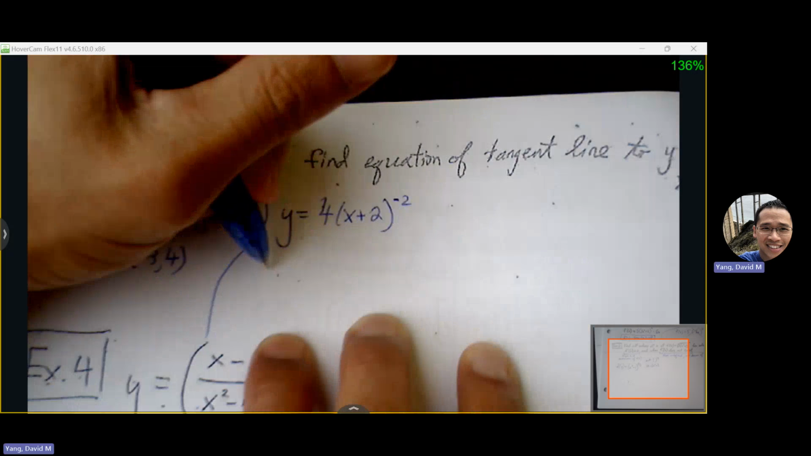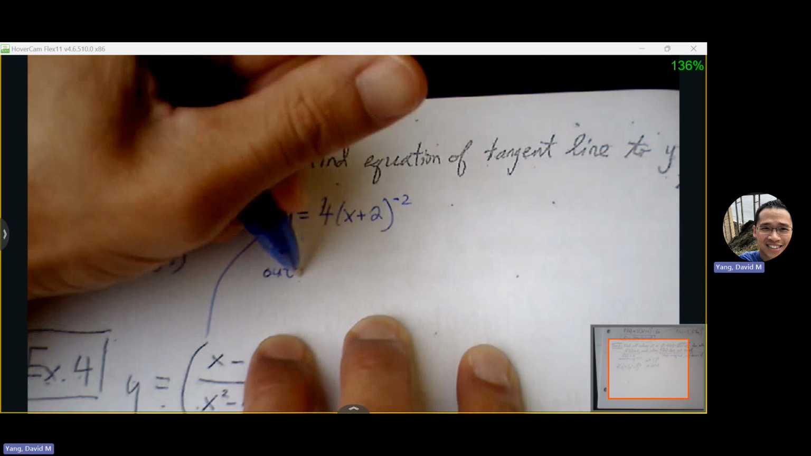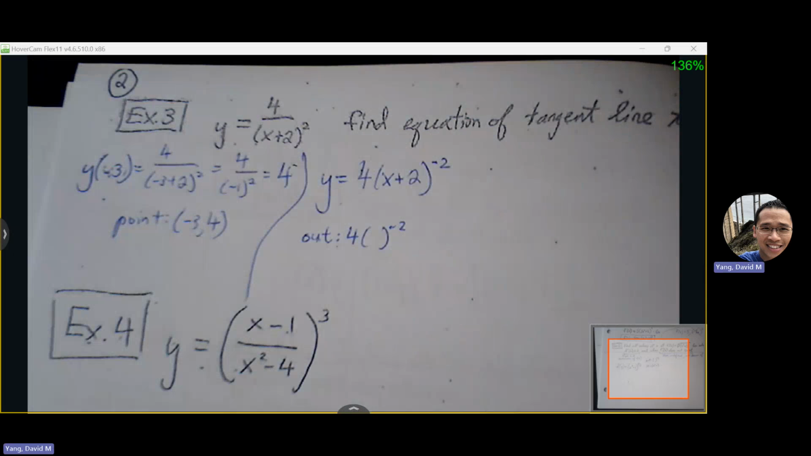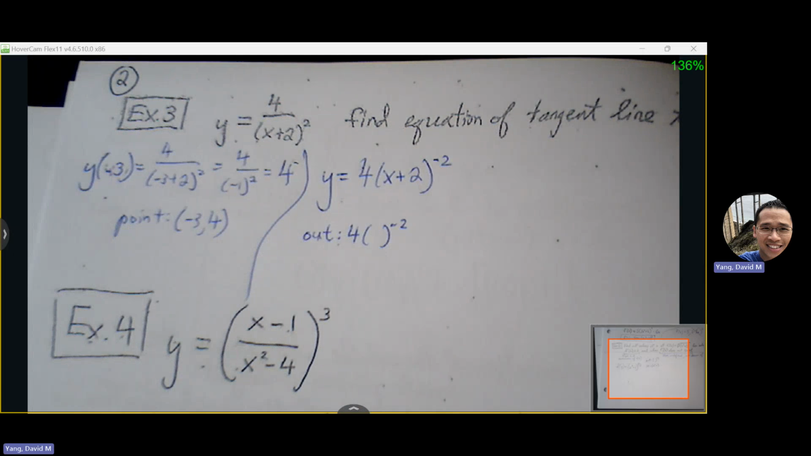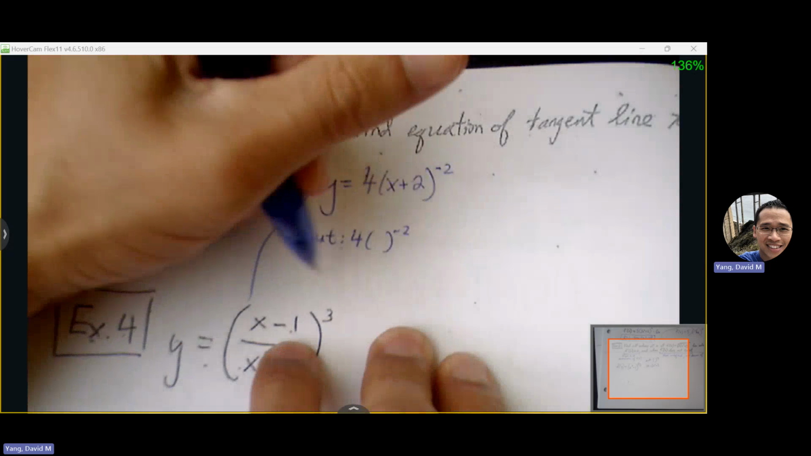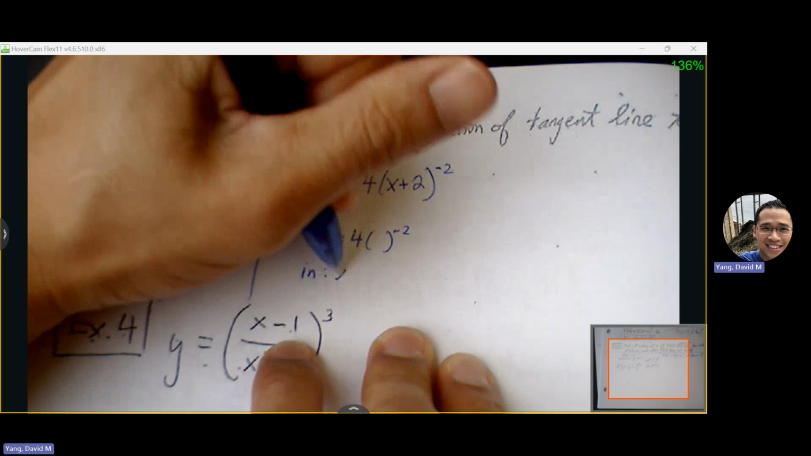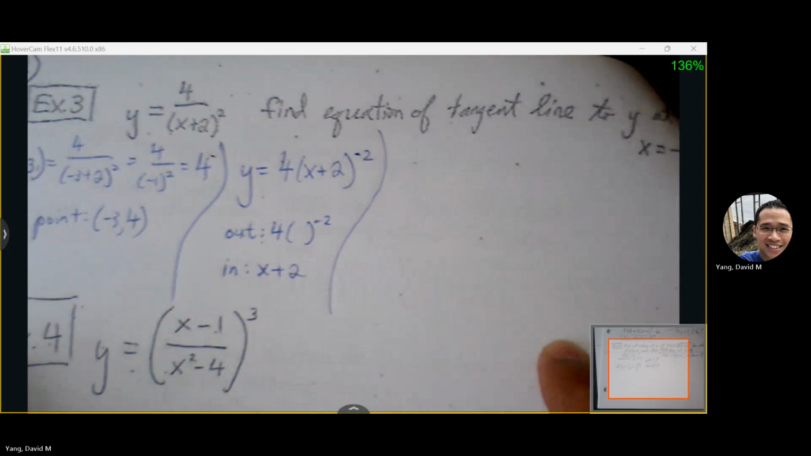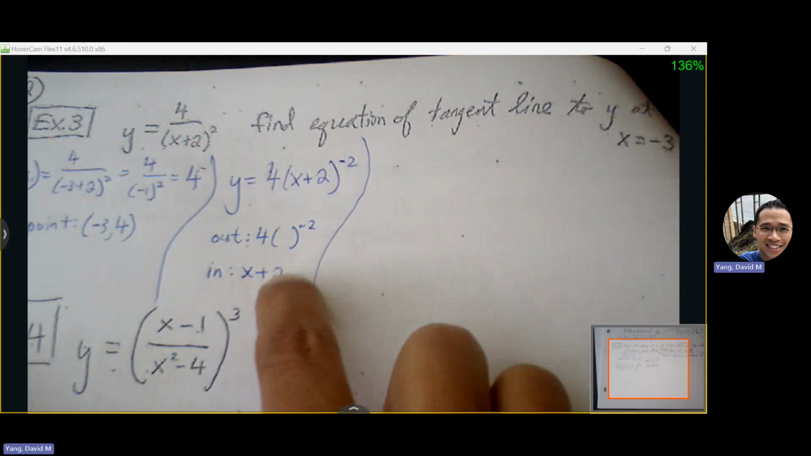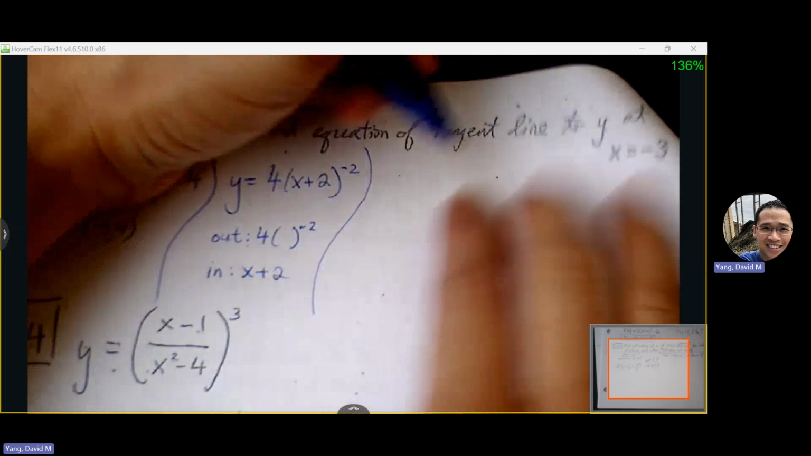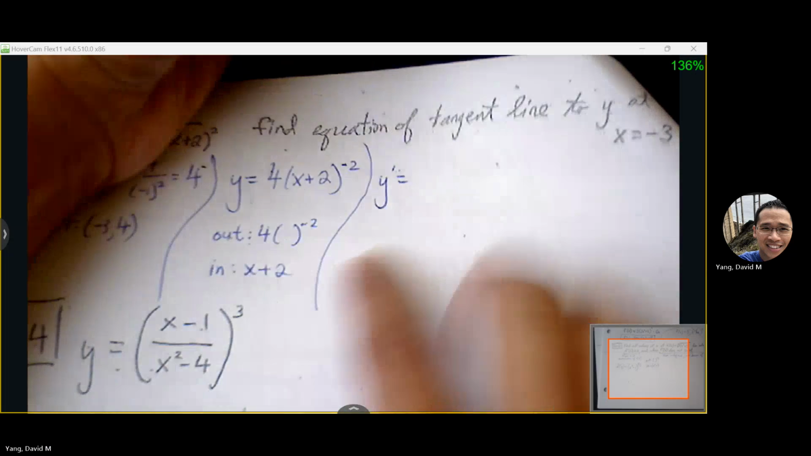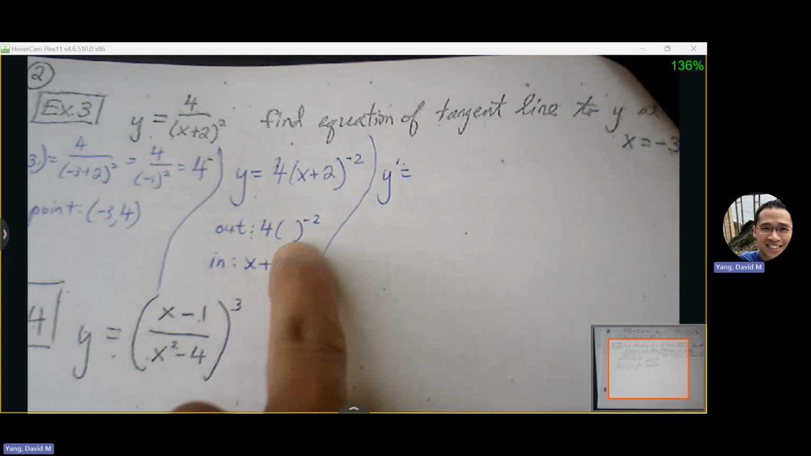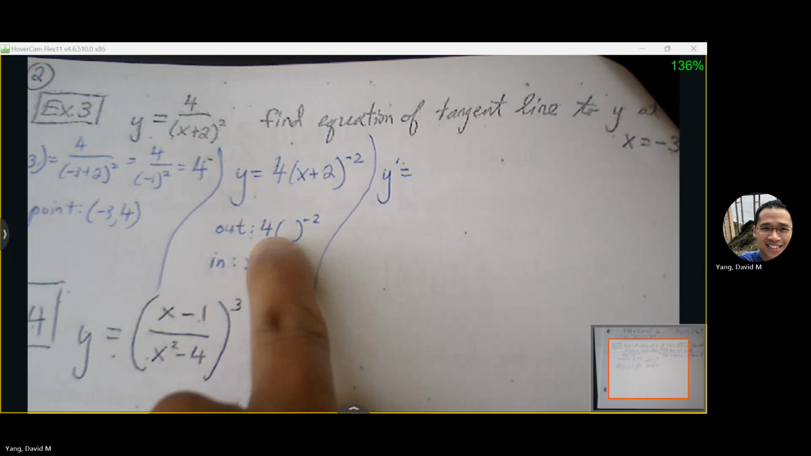So there's an outside portion, which is that 4 parentheses to the -2. Basically anything, including parentheses and outside of it, is my outside portion. And my inside portion is the x plus 2. Okay. We find our derivative. We take turns with each derivative. So what's the derivative of 4 parentheses to the -2 if we just do power rule? What's that going to give us?